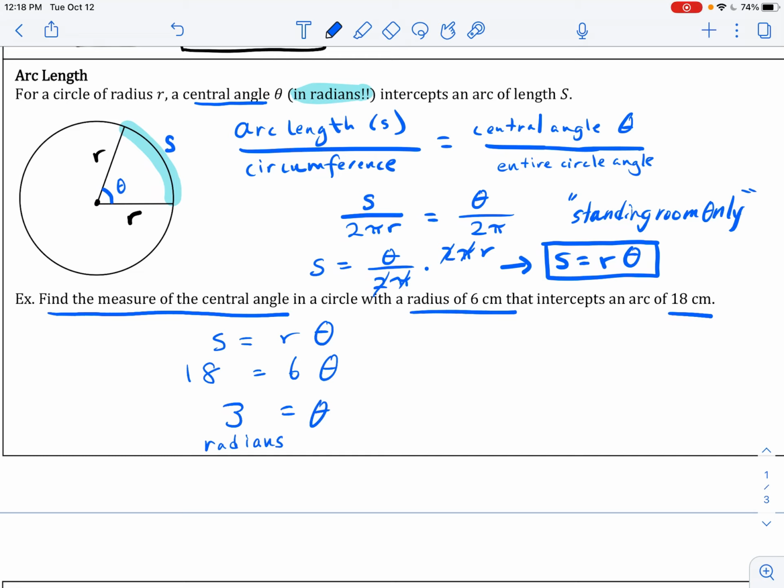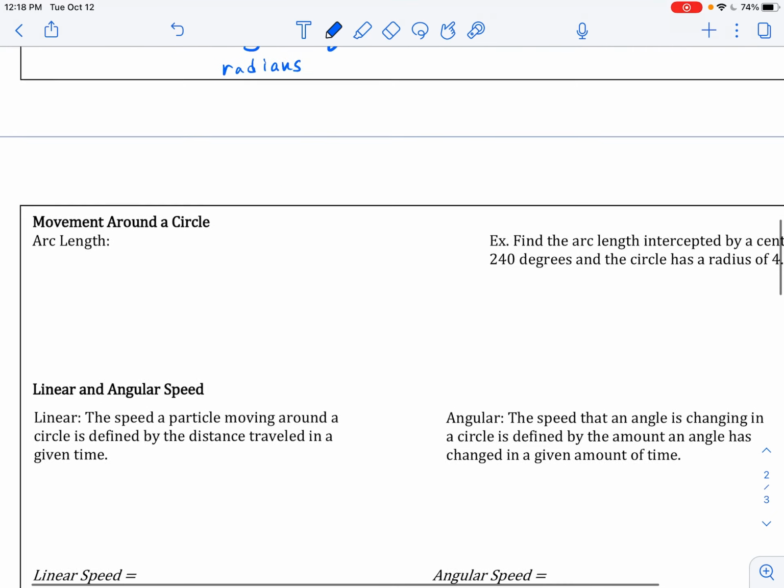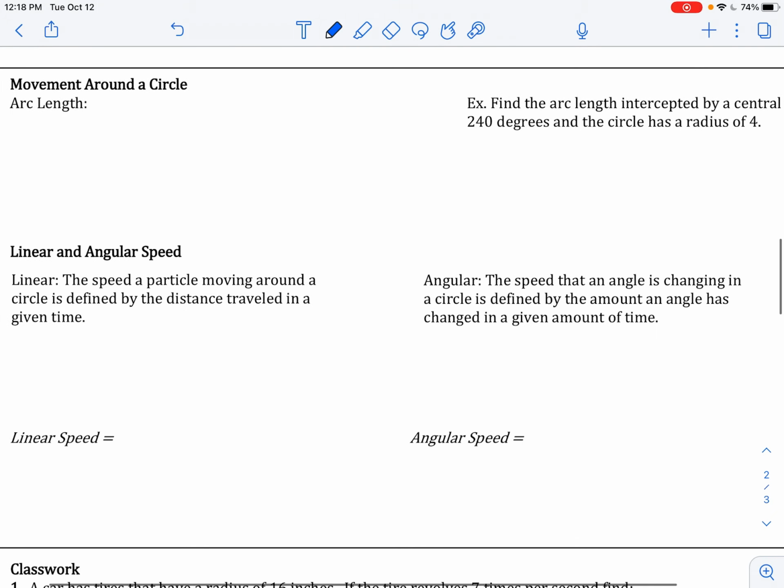Now, as soon as you add a degree symbol, we're getting into trouble, because now you're telling me it's in degrees, which it's not. So just to recap, we know that our arc length can be found by doing S is equal to r times theta. We're then going to use this arc length to calculate things like linear and angular speed.